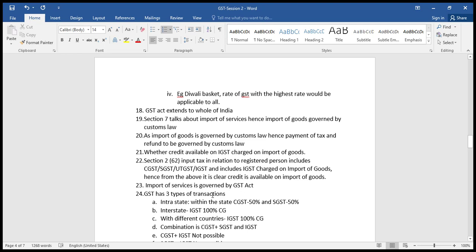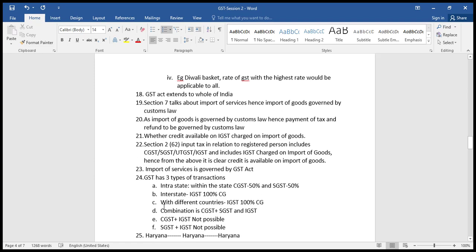GST has three types of transactions: intrastate, within the same state, CGST and SGST; interstate, IGST, 100% to the central government; with different countries, IGST, 100% to the central government; and a combination of CGST plus SGST and IGST.